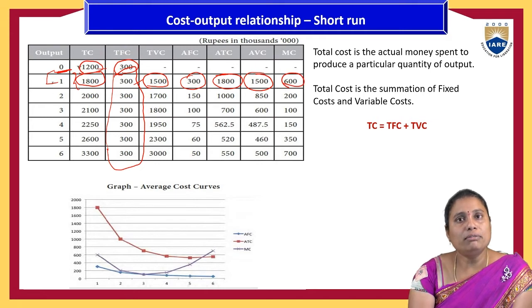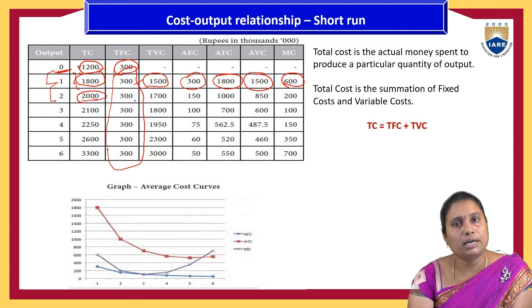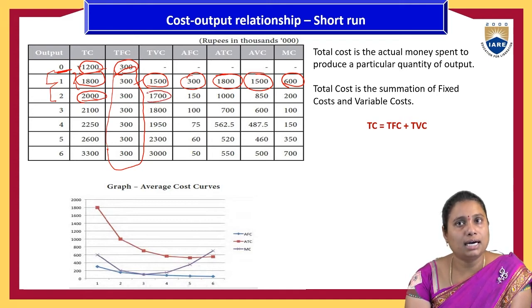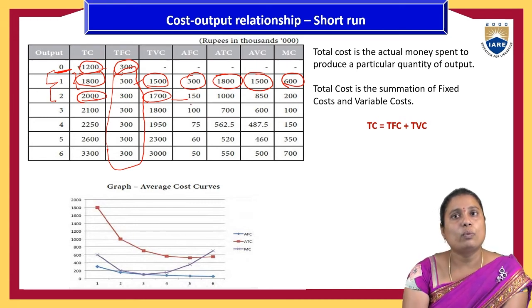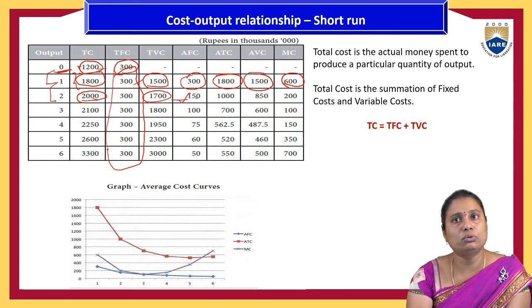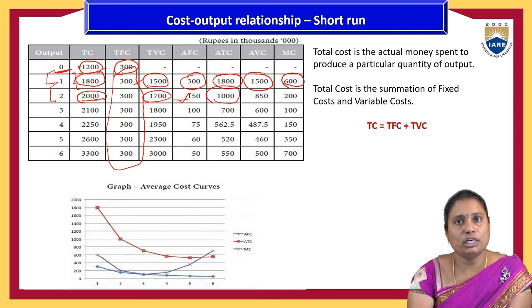Then if the output level is changed to 2, the total cost is changed to 2000 rupees, whereas the fixed cost is the same and the total variable cost is 1700, and the average fixed cost is 150. So average fixed cost means 300 divided by 2 output, which is 150. Average total cost is the total cost 2000 divided by 2, which is 1000, and average variable cost is 1700 divided by 2, which is 850.